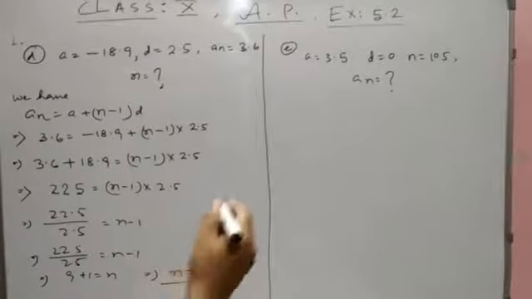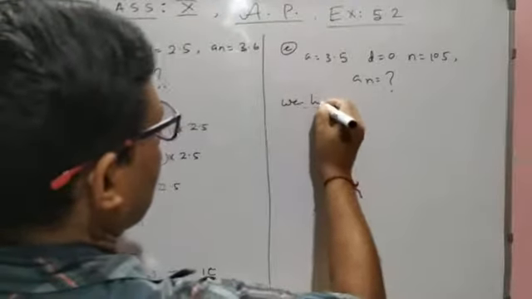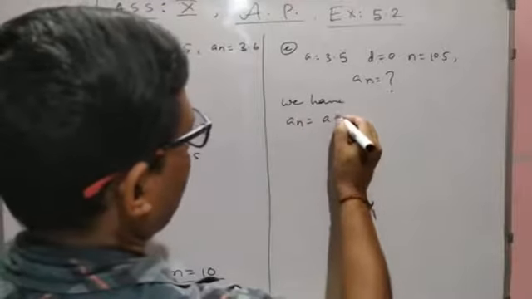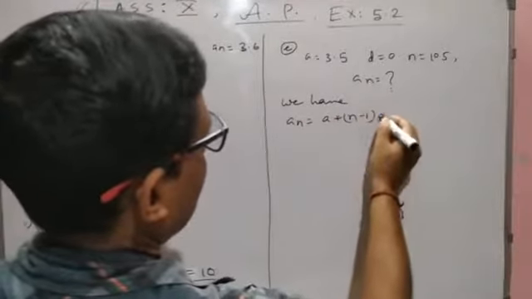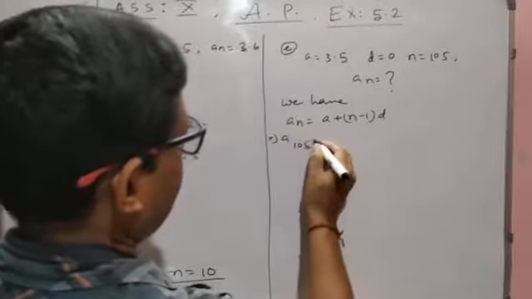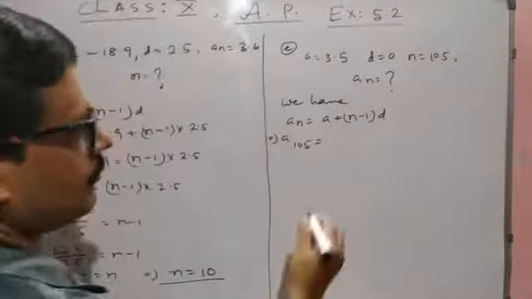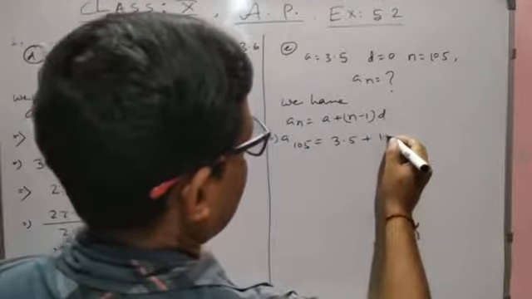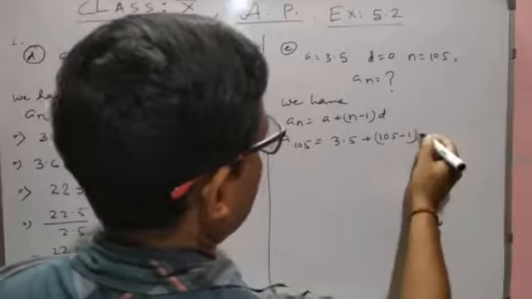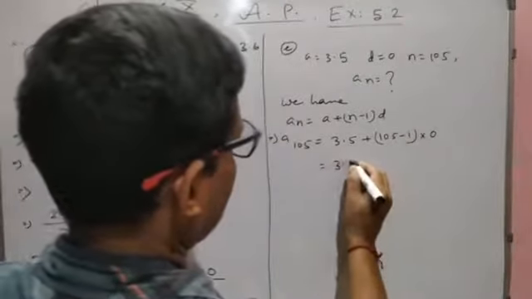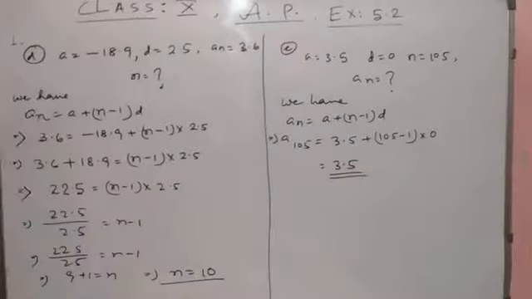Now for this one, again we have An equal to A plus (N minus 1) whole into D. N means 105, that is, we have to find the 105th term. So A means 3.5, this is 105 minus 1 whole into D, D means 0. This implies that it will be 3.5.